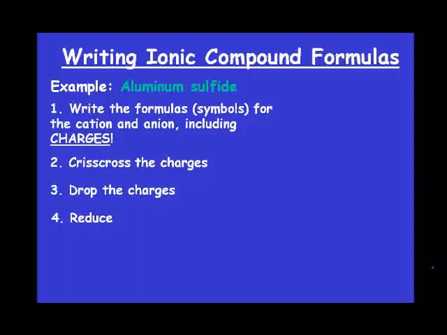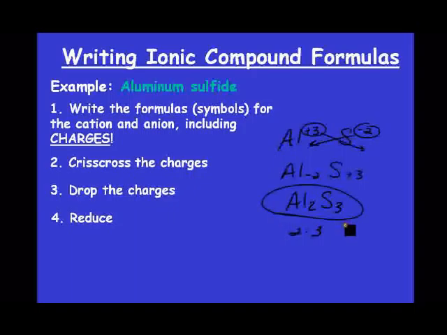Aluminum sulfide. Aluminum is a positive 3, and sulfide is a negative 2. Crisscross, Al minus 2, S plus 3. Drop the signs, Al2, S3, and reduce. We cannot reduce the 2 to 3 ratio, so that is our formula.